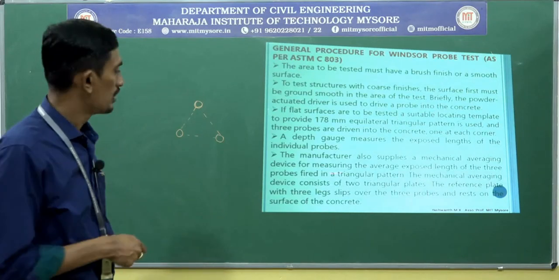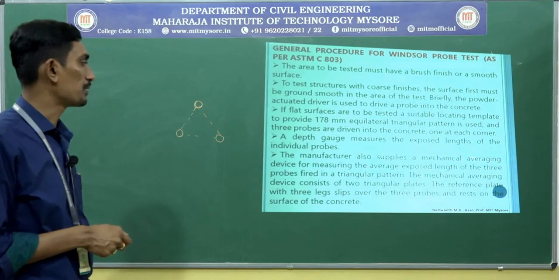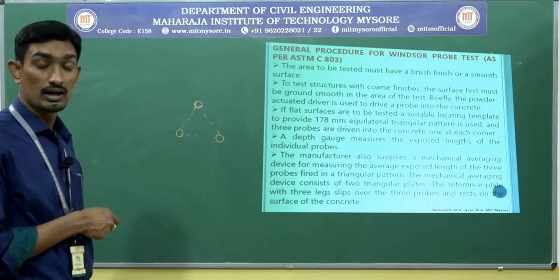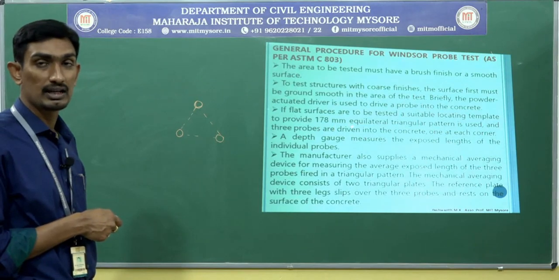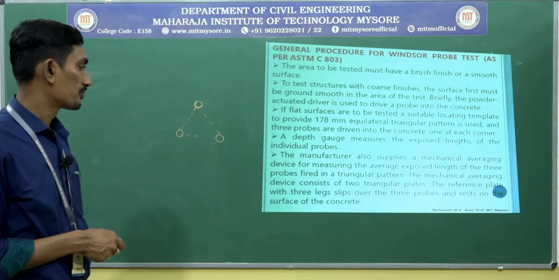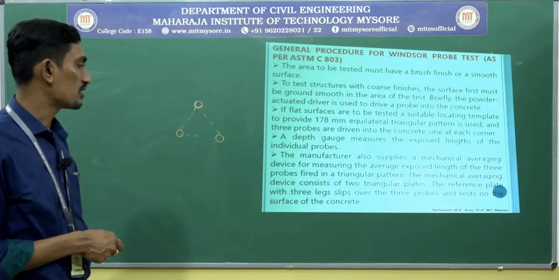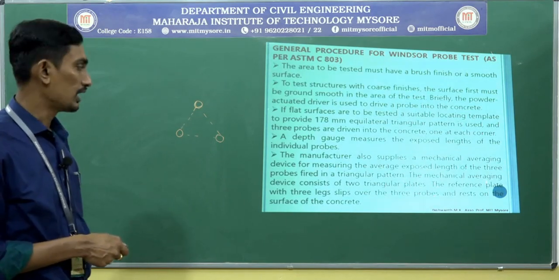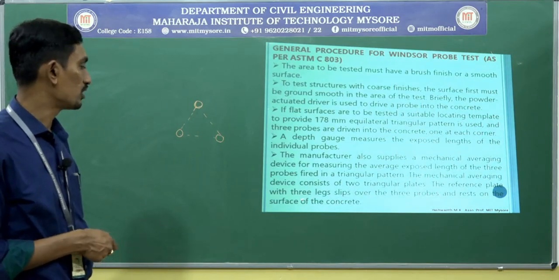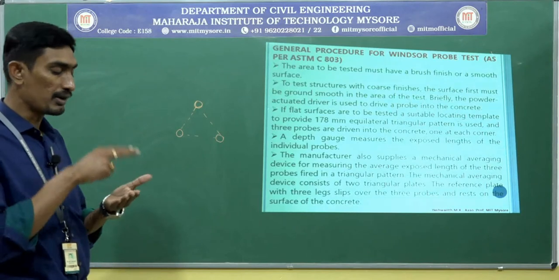Next, the manufacturer also supplies a mechanical averaging device. We can mechanically average for measuring the average exposed length. The mechanical averaging device consists of two triangular plates. The reference plate with three legs slips over the three probes and rests on the surface. That means we are going to provide a plate on that.